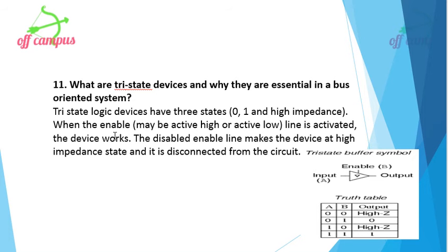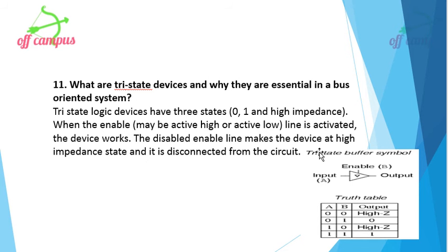We will see. This is the tri-state buffer symbol where A is the input. Buffer means whatever is given in the input, the output follows the input. Okay, whatever is given in the input, the output will be same as the input. So this enable is given as B, here input as A. This enable line can be active high or active low.